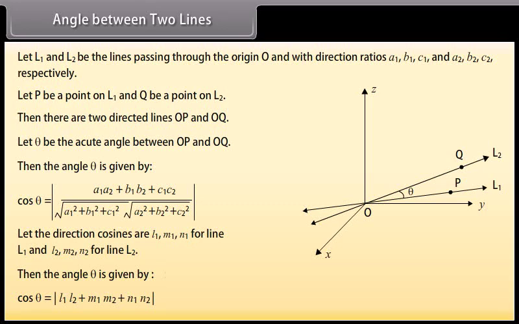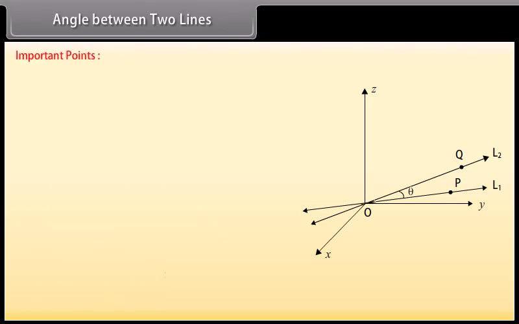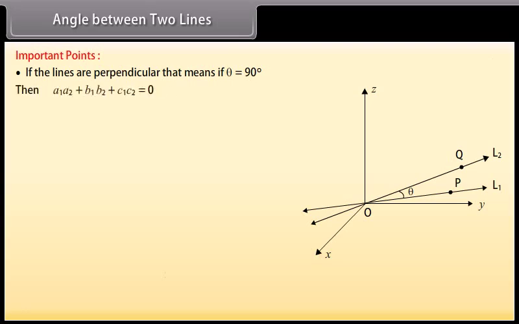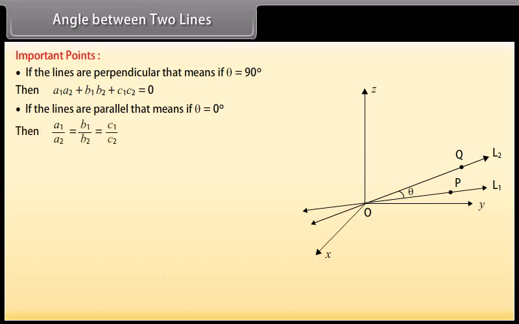n1 n2). Important points. If the lines are perpendicular, that means theta is equal to 90 degrees, then a1 a2 plus b1 b2 plus c1 c2 equals 0. If the lines are parallel, that means theta is equal to 0 degrees, then a1 by a2 equals b1 by b2 equals c1 by c2.